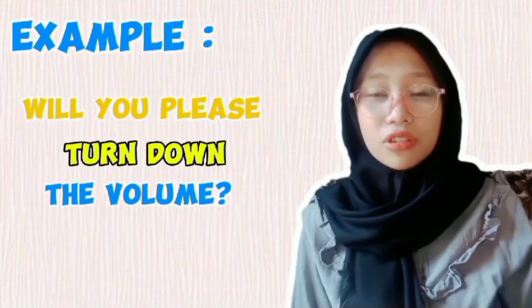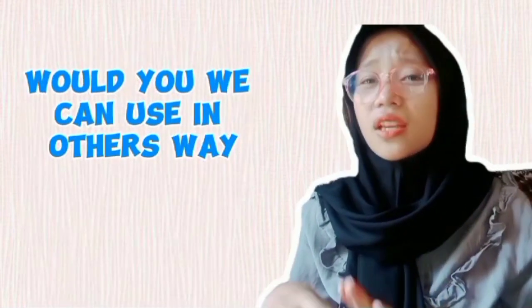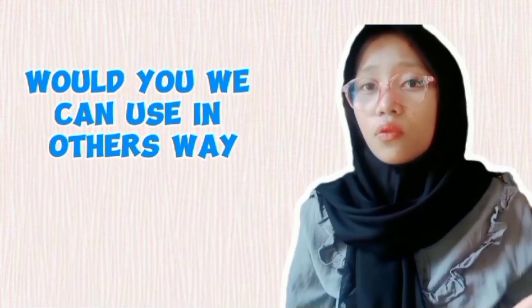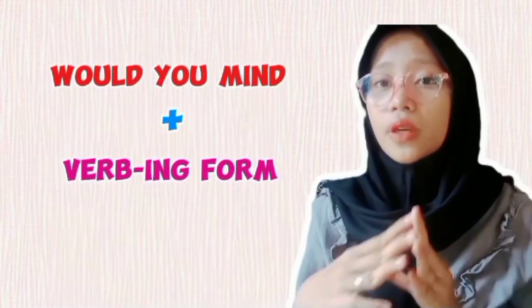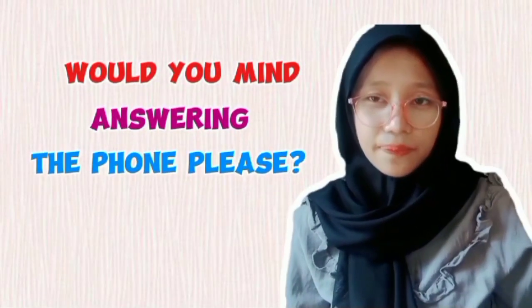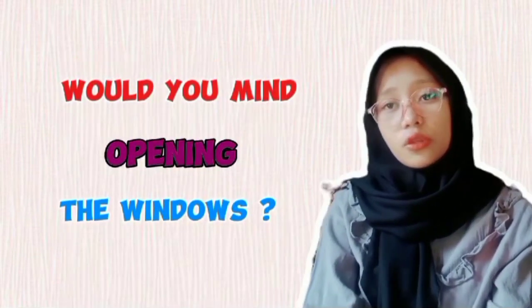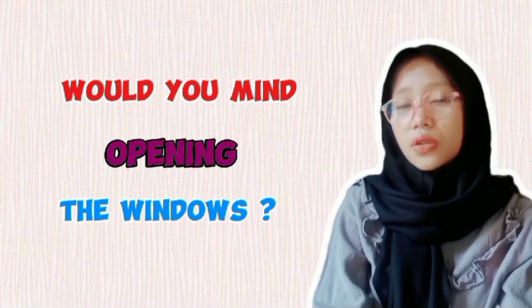Will you please turn down the volume? Will you please get me a glass of water? Would you, we can use in other ways. Would you mind plus the verb ing form. For example, would you mind answering the phone please? Would you mind turning down the volume? Would you mind opening the windows?